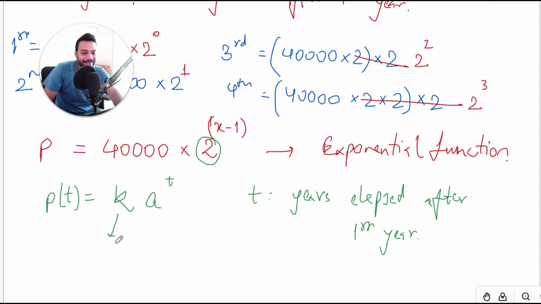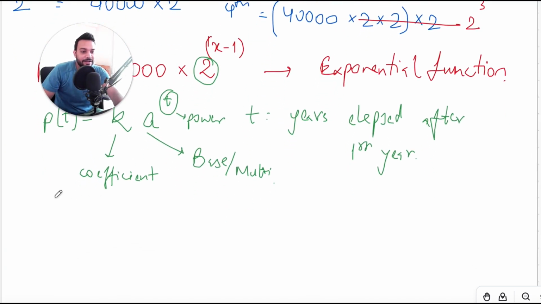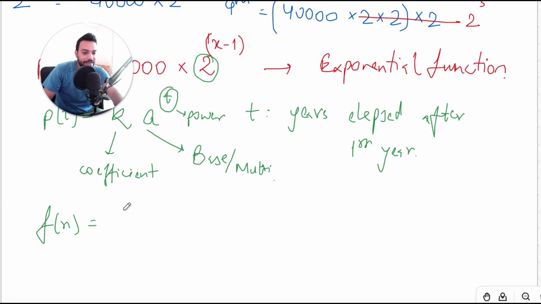Here k is given the name of a coefficient. It's mostly a representation of the initial given value. a is basically the base, or you can also call it a multiplying factor. t is the power. That's the exponential function for you. That's the general representation, k a raised to the power x, or you can write it like this: f of x is equal to k a raised to the power of x. Okay, so this is the basic of exponential functions.